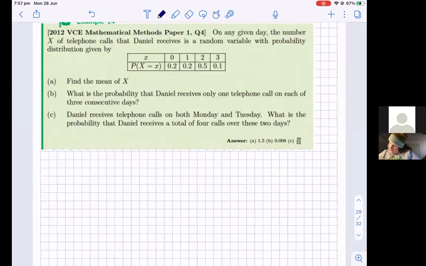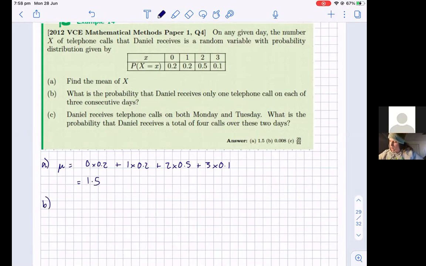Okay, damn, Daniel. Let's find the mean. You could just smash this out on the calculator. I'm not going to. We've got 0 times 0.2, 1 times 0.2, 2 times 0.5, 3 times 0.1 gives us 1.5.